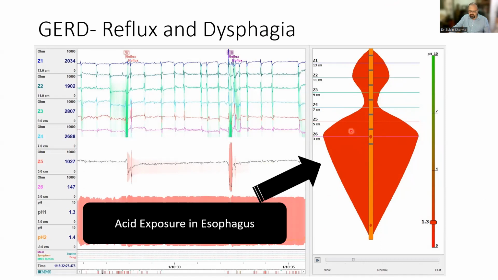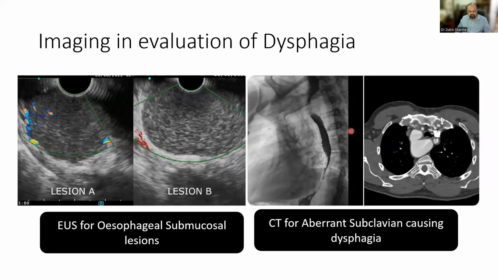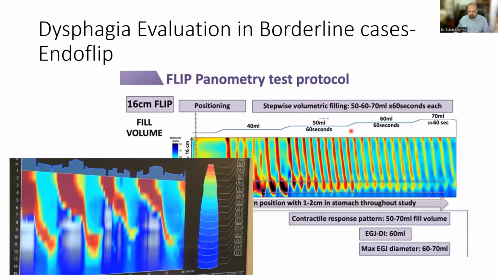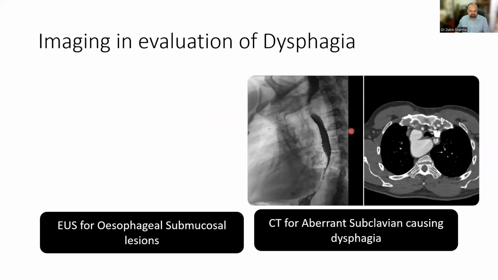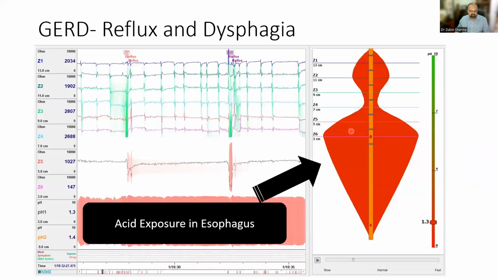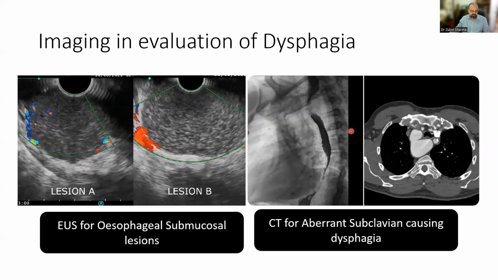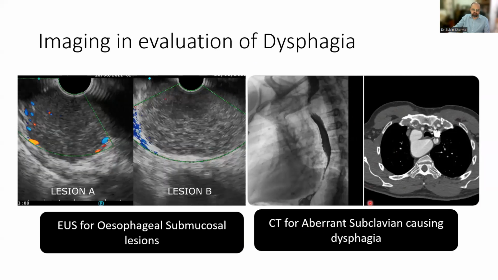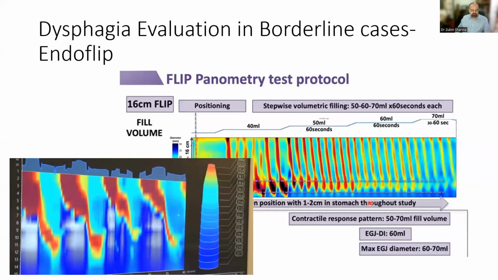Now, moving on, I think imaging of the mediastinum is something very important. You can do an EUS if you have a subepithelial lesion, lesions like leiomyomas or lesions like duplication cyst as a cause of dysphagia. This is a leiomyoma and this is a duplication cyst. You can also do a mediastinal imaging for various structural lesions as a cause of dysphagia.